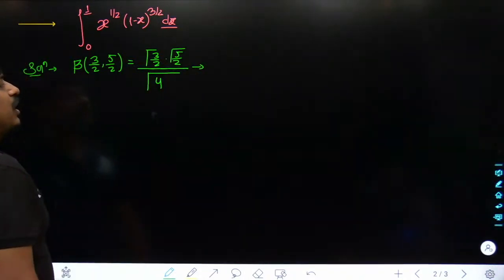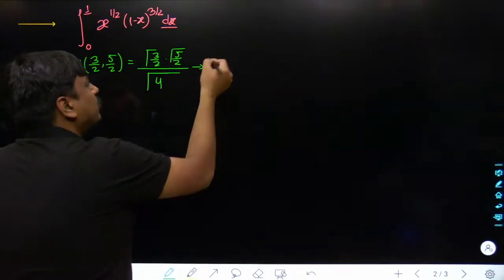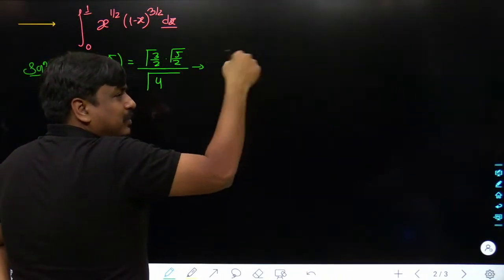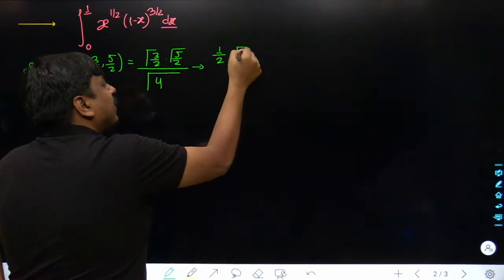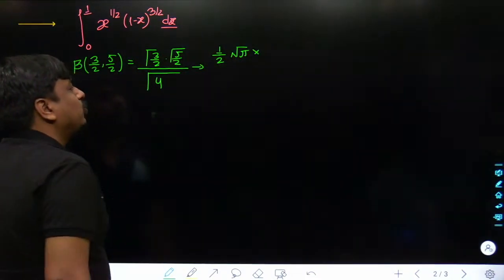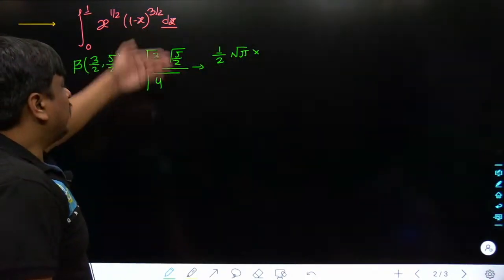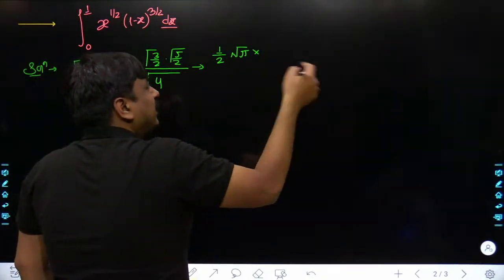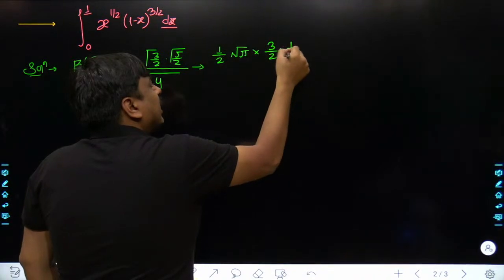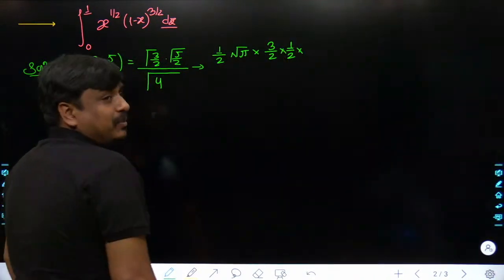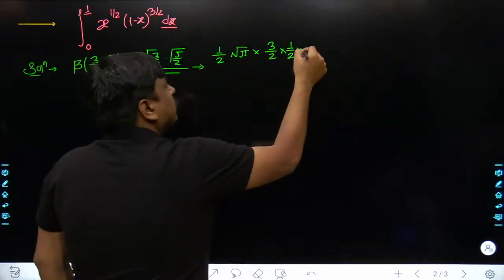What would be the value of gamma of 3 by 2? Gamma of 3 by 2 could be written as gamma of 1 plus 1 by 2. 1 by 2 would remain as it is. You would be left with the gamma of half. The gamma of half can be written as root pi at any moment of time. Gamma of 5 by 2 can be written as gamma of 1 plus 3 by 2, would start from 3 by 2, would go to the half, and here you would be left with the gamma of half, which is equal to root pi.